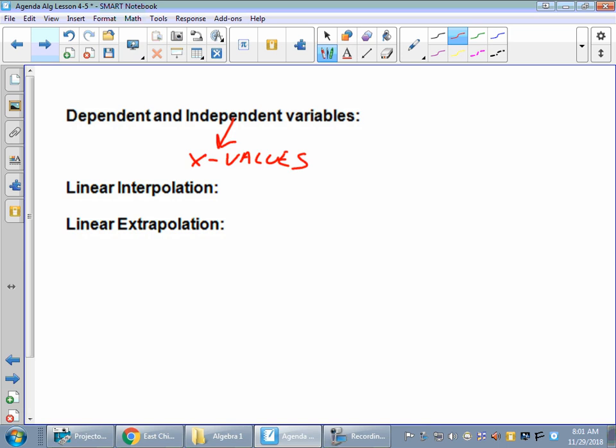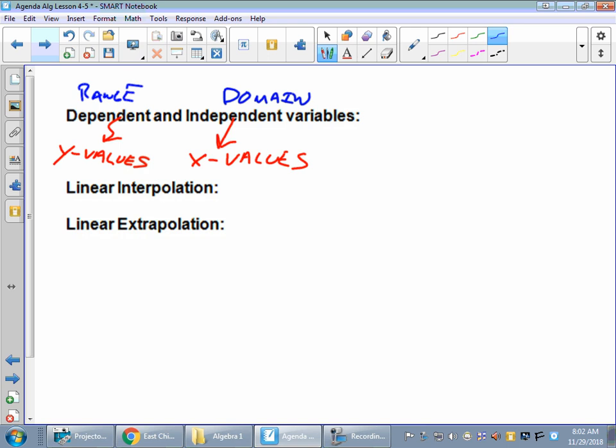Also, we've used the term domain with those. And then we've talked about your dependent. Remember, those are your Y values, saying that the Y depends on the X. The Y depends on the X. And we've also used the term range, domain and range. So we've talked about those before in the past.